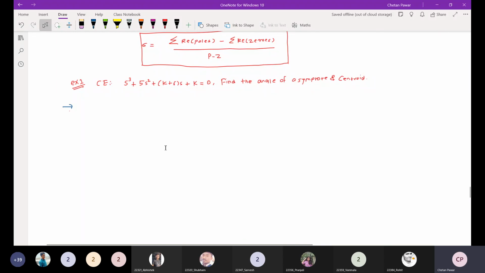So this is the closed loop transfer function given. As we know, we find the root locus of the open loop transfer function. Here the characteristic equation is given, that is 1 plus G(s)H(s) equal to 0. So we need to find the open loop transfer function. They have given us the characteristic equation, so what is the open loop transfer function? This is the open loop transfer function. We just need to simplify that characteristic equation.